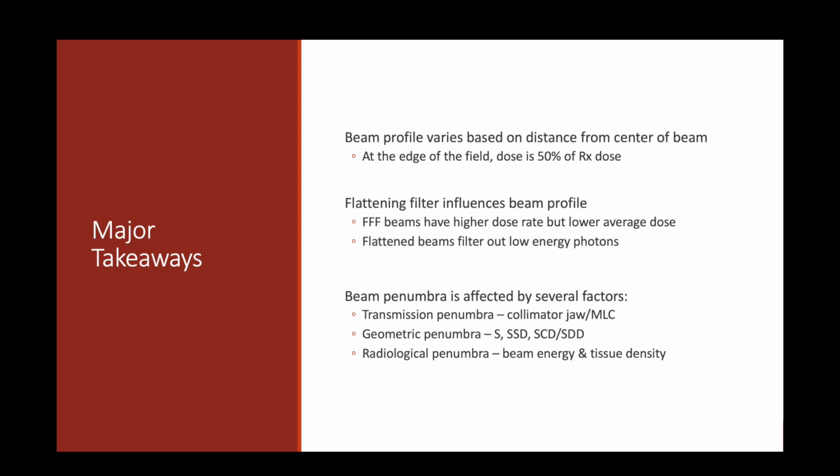The reason for this is that when we do insert the flattening filter, it filters out low energy photons, and so it raises the average energy of the beam. So flattening filter-free beams have a higher dose rate, they're more efficient, but they have a lower average dose. And then finally, we talked about beam penumbra, or the fuzziness that we see on the edges of our field, that lower dose region. The beam penumbra is affected by several factors. So number one, our transmission penumbra, so the collimator jaw as well as the multi-leaf collimators. The geometric penumbra, and we talked about the source size, the source to surface distance, and the source to collimator distance in that flashlight analogy. And then finally, the radiological penumbra. So this is those stray electrons that are scattering laterally. And we said that radiological penumbra increases with increased beam energy as well as lower tissue density.